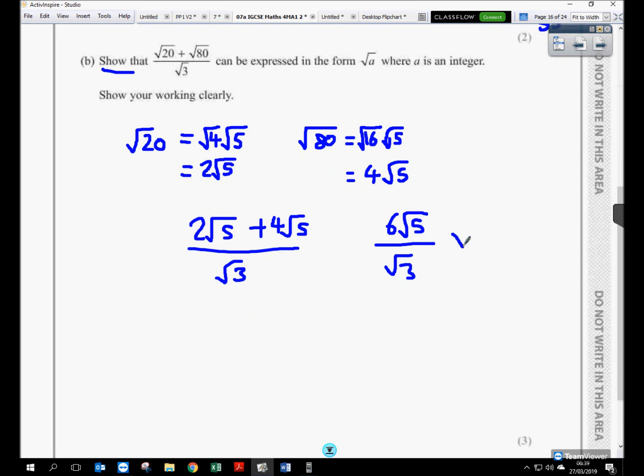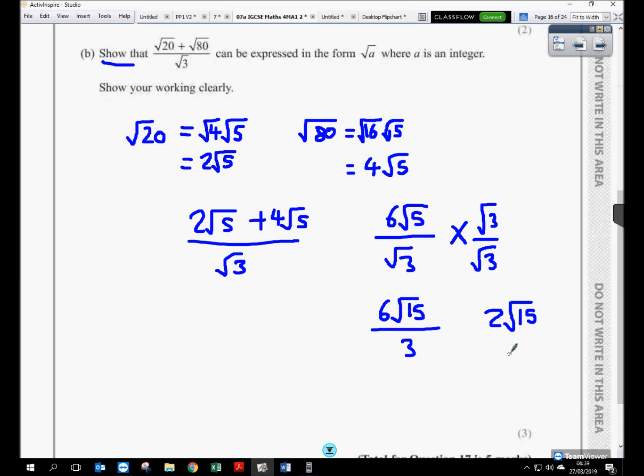And now what we need to do is rationalise it. We do not want a surd in the denominator. So what we do is we times top and bottom by the square root of 3, the same surd that's in the denominator. So on the top we have 6 root 5 root 3, which is 6 root 15. And in the denominator we have root 3 root 3, which is 3. 6 divided by 3 is 2, so we end up with 2 root 15.